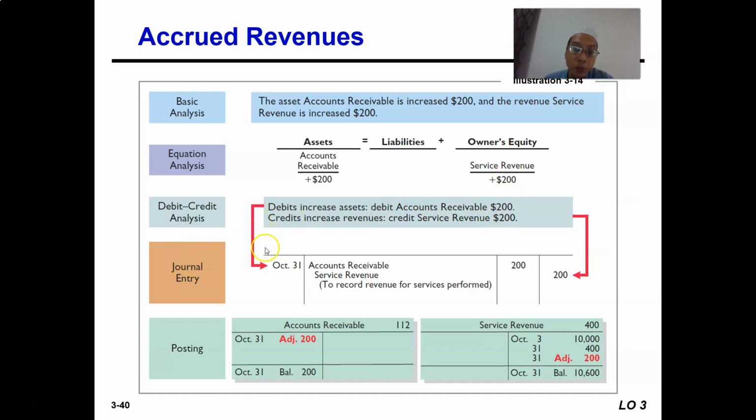After the debit and credit analysis, we put it into our journal entry. On October 31st, we debit accounts receivable and credit service revenue $200. After the journal entry, we post to the accounts. In accounts receivable we will see an adjustment of $200, which increases it, and in service revenue we have a credit of $200, which increases service revenue.